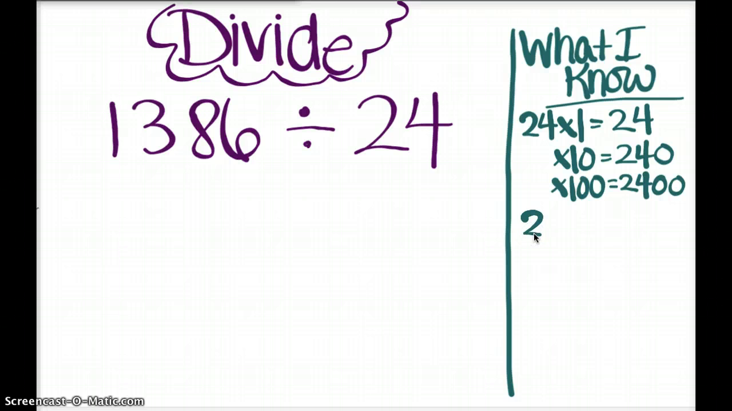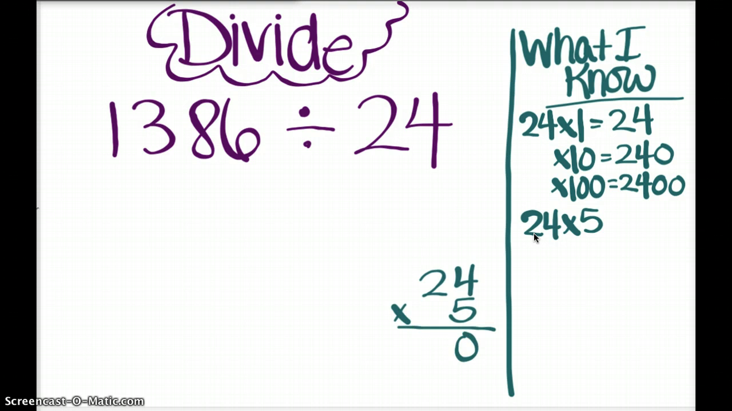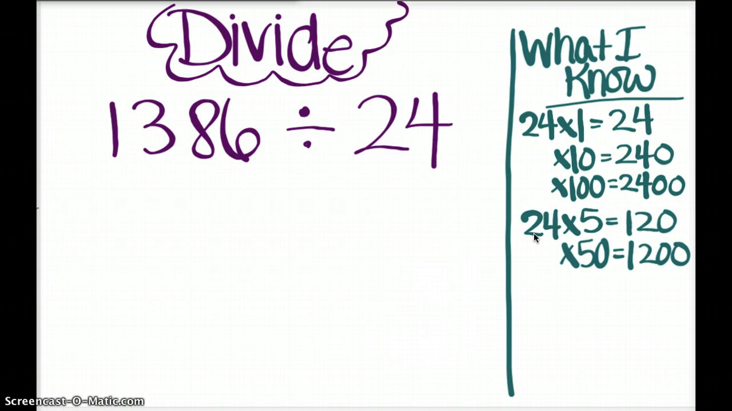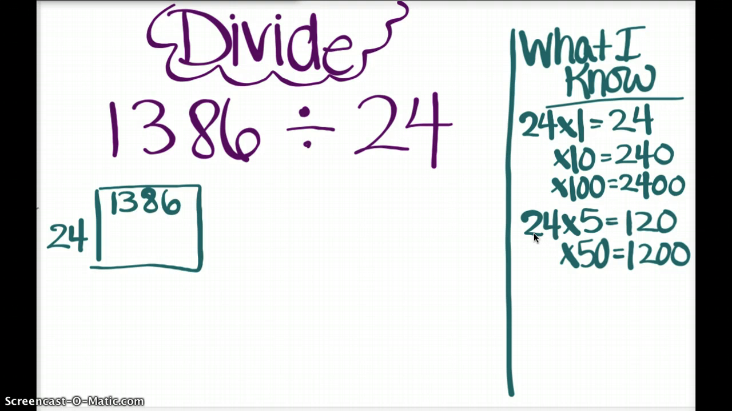So I'm going to start with 24 times 5, and if I do 24 times 5, I will see that that gives me 120. So I really know that 24 times 50 is 1,200, which is pretty close to what I need it to be. So I'm going to go ahead and in my box, I'm going to put 24 over here, 1,386. And I'm multiplying by 50. So it's going to be 1,200.